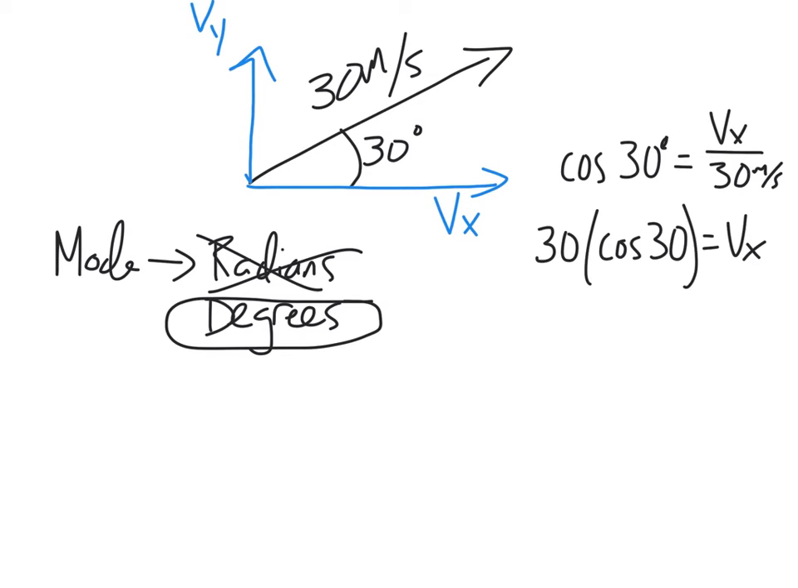I don't remember off the top of my head what 30 times the cosine of 30 is. Do it in your calculator, and you'll get some number. It should be, I'm going to say, between 20 and 30, around there. I don't have a calculator on me, sorry.